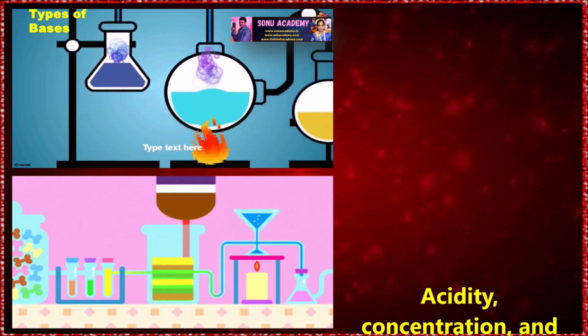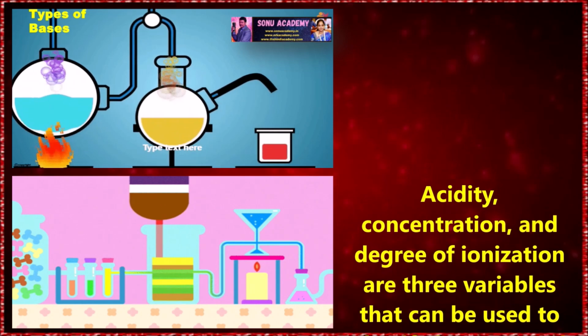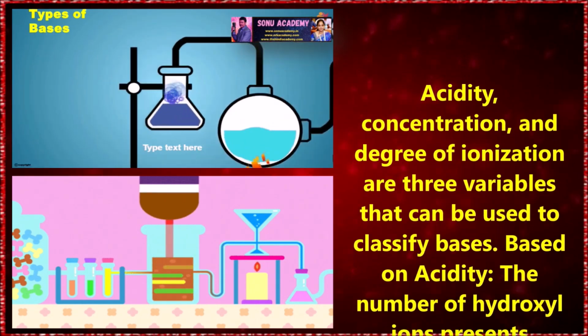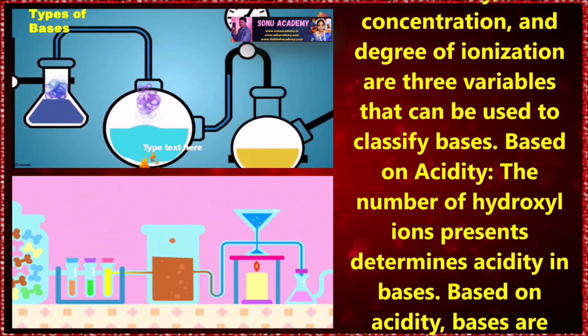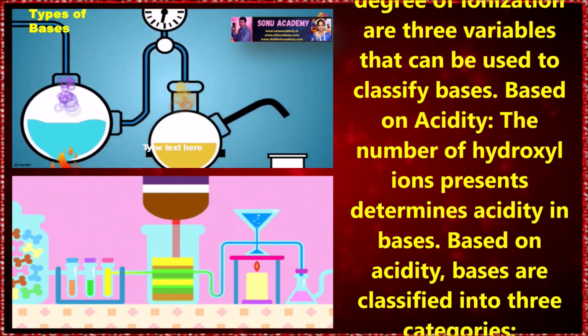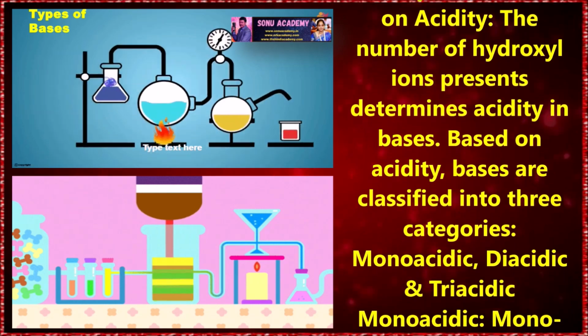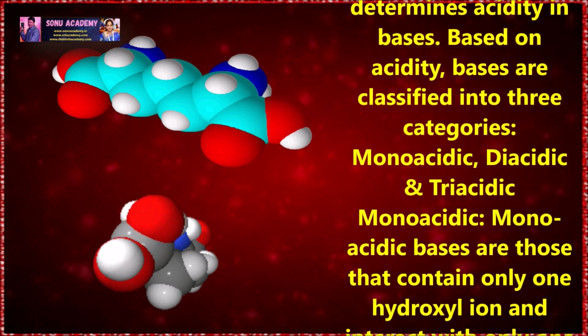Children, now let us discuss the types of bases. Acidity, concentration, and degree of ionization are the three variables that can be used to classify bases. Based on the acidity, the number of hydroxyl ions present determines acidity in bases. Based on the acidity, bases are classified into three categories: monoacidic, diacidic, and triacidic.